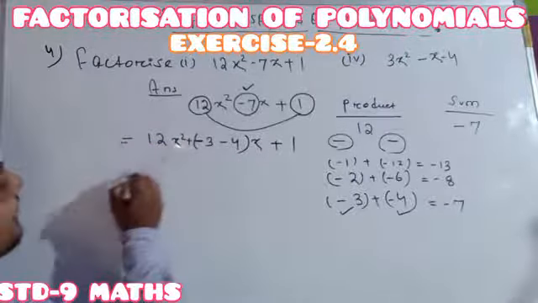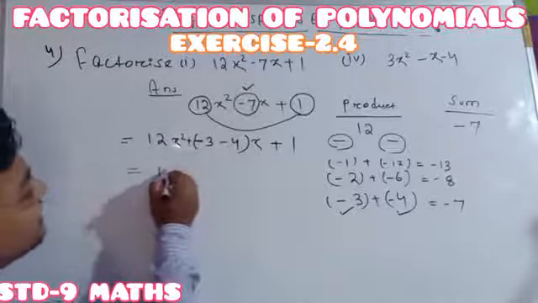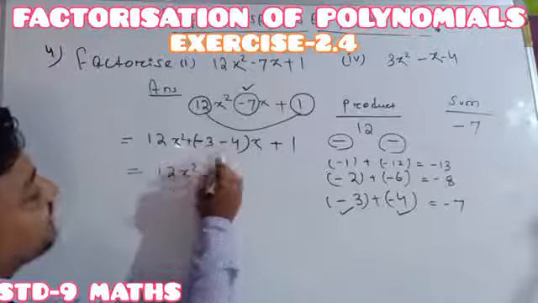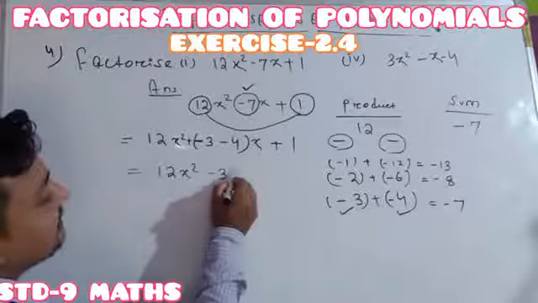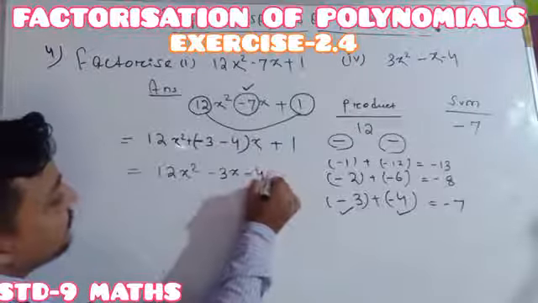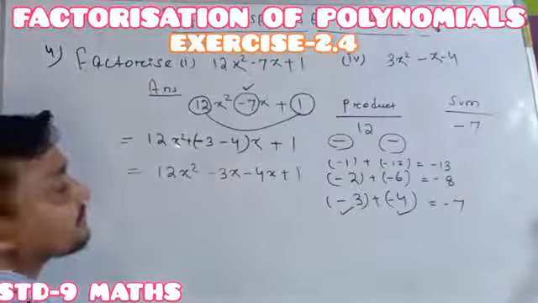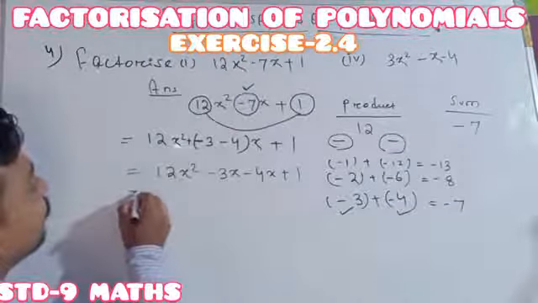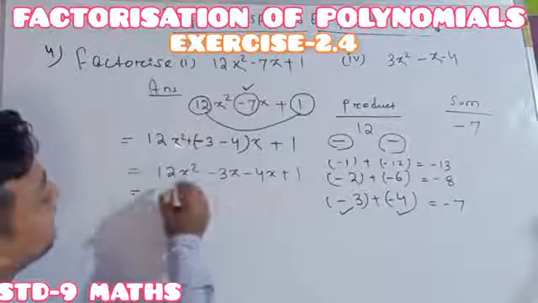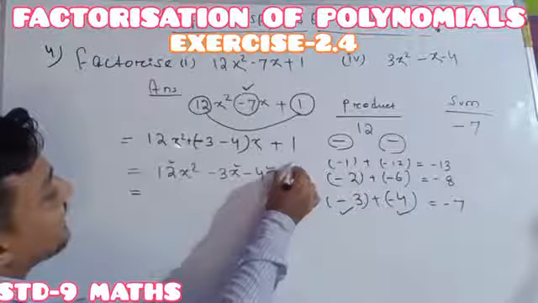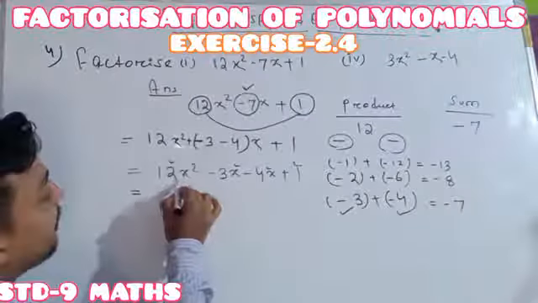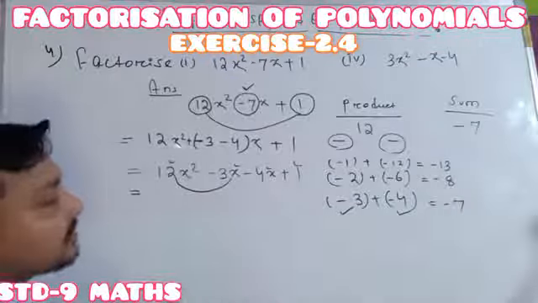Otherwise, without writing this step also, one can write just like this: 12x square, directly one can write it as minus 3x minus 4x plus 1. Understood well? And thereafter, see, here there are 4 terms. Whenever you get 4 terms, always you have to do the rearrangement. From the first 2, anything can be common, you just have to think.